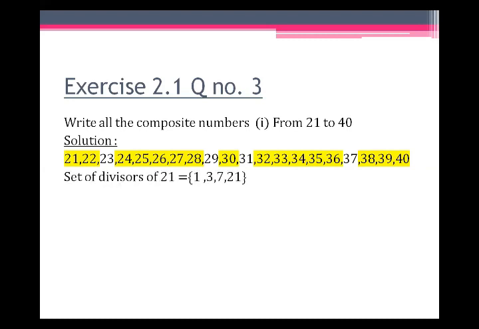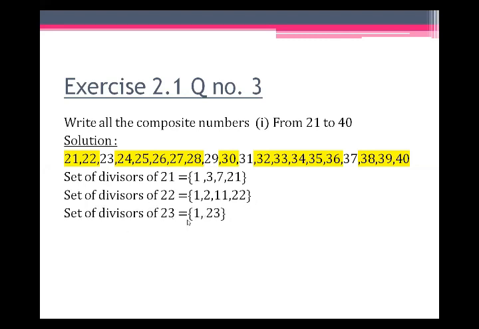Now here we find the set of divisors of 21 is equal to 1, 3, 7 and 21. The set of divisors of 22 has 1, 2, 11 and 22. The set of divisors of 23 has 1 and 23. And so on, students. You also find the set of divisors of all the numbers in your copy. Then you are able to find which numbers are the composite numbers.